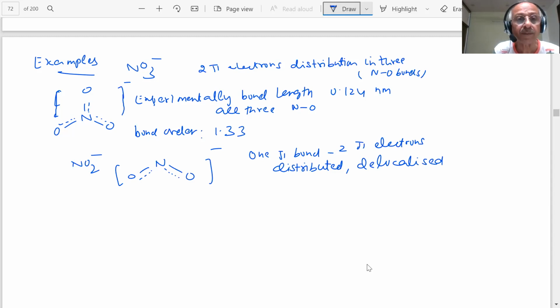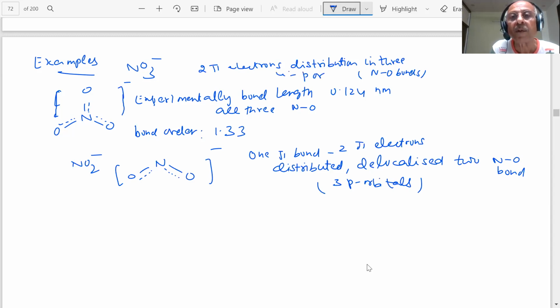3 are delocalized over the 2 nitrogen-oxygen bonds. How many atoms are these? How many p orbitals are there? 1, 2, 3. There are 3 p orbitals. Delocalization here: how many p orbitals? 1, 2, 3, 4 p orbitals. So the pi electrons are distributed over 4 p orbitals.